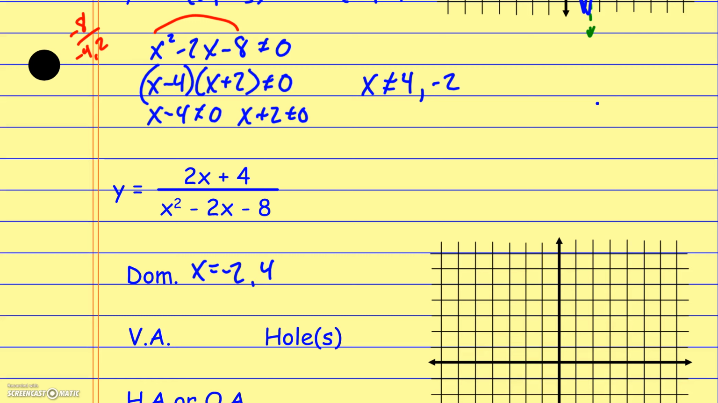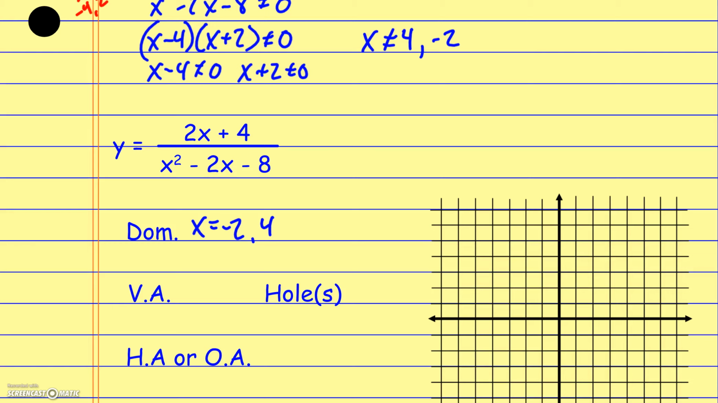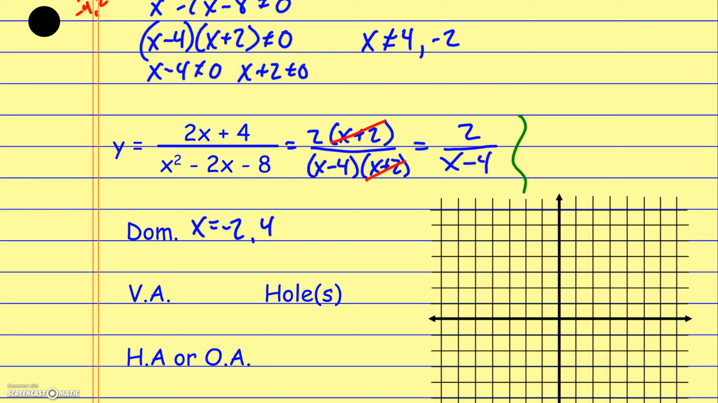From here, I just have to simplify this thing completely. So I'm going to simplify it as far as I can. I'm going to factor everything completely. That numerator I can factor out a 2, which leaves me with an x plus 2. The denominator I already factored once. It factors into an x minus 4 and an x plus 2. And now I cancel out any common factors. The x plus 2's cancel out. And so what that leaves me with is 2 over x minus 4. Again, I should write down this simplified version. See, now I know I'm dealing with something like y equals 2 over x minus 4. All right?